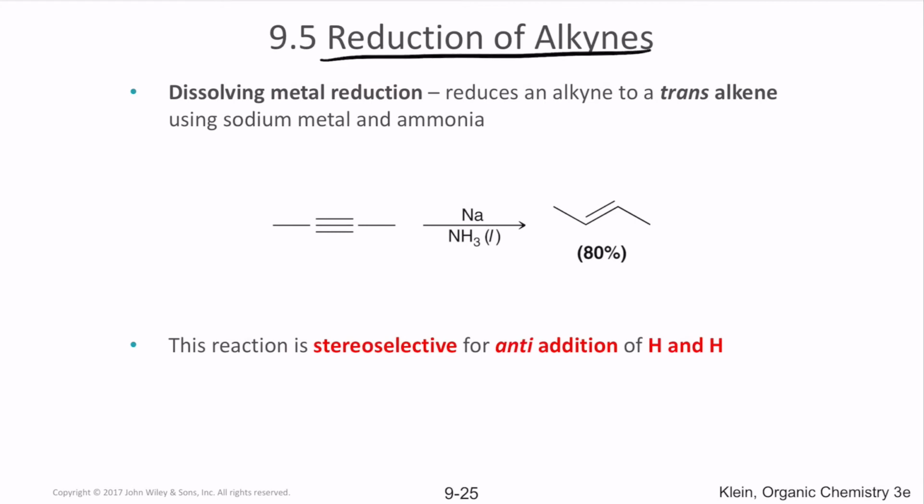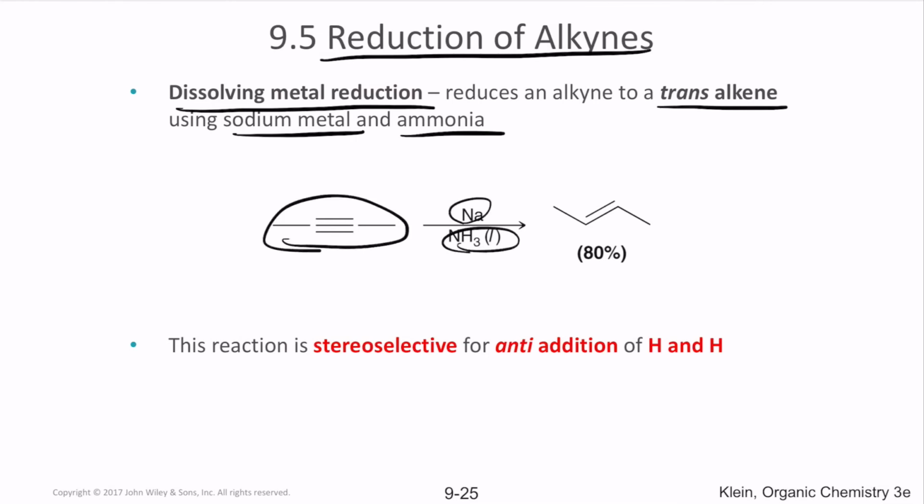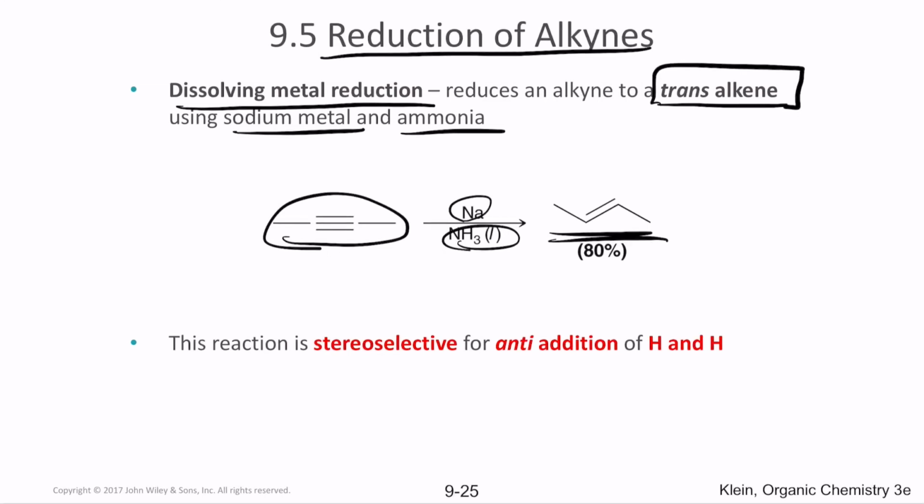Next, let's talk about reduction of alkynes. Dissolving metal reduction reduces an alkyne to a trans alkene using sodium metal and ammonia. When you use sodium metal and ammonia, this results in the formation of an alkene, but here it creates a trans alkene. Remember this structure, that this creates a trans alkene. This reaction is stereoselective for anti-addition of H and H. Remember that when you use catalytic hydrogenation, it results in the formation of a cis alkene, and when you use dissolving metal reduction, it creates the anti-addition.